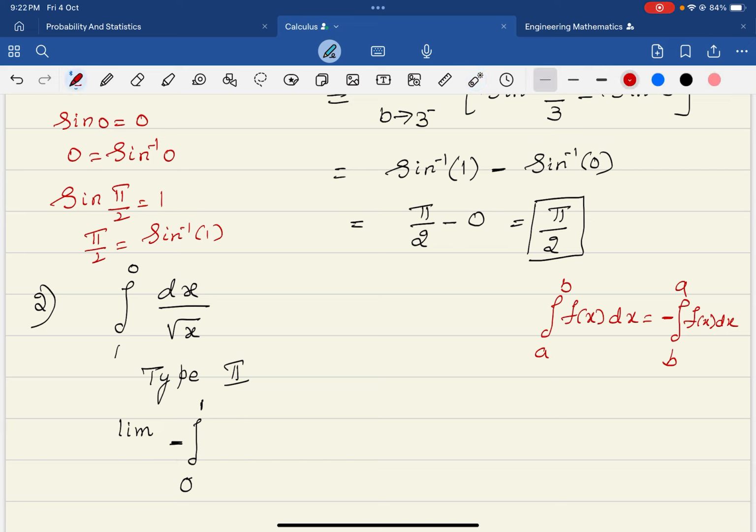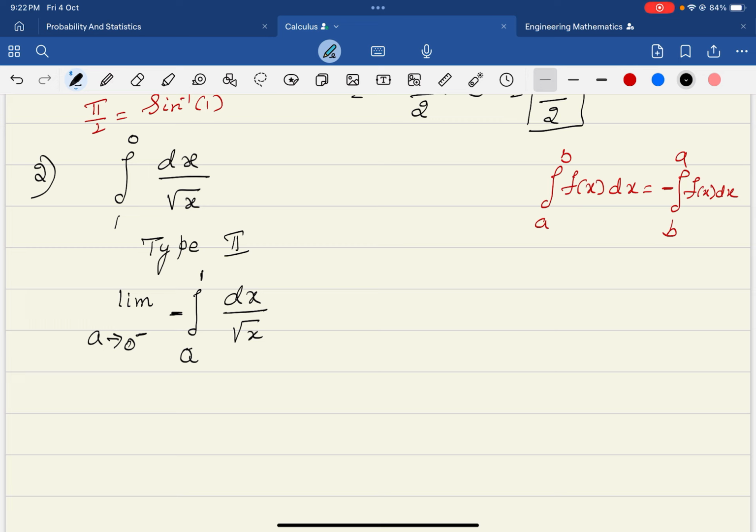Now if you observe, the value here is limit of minus integral 0 to 1 dx over root x. But when you put the lower limit, it becomes 0, so we write this with a, where a goes to 0 minus. Why? Because at the point 0 it is infinity, so we use 0 minus. That means the left hand limit of 0 gives you the value of a. Now let us solve this integral. That is limit a tends to 0 minus, negative integral of a to 1 of x to the power of minus half dx. Now what is this value?